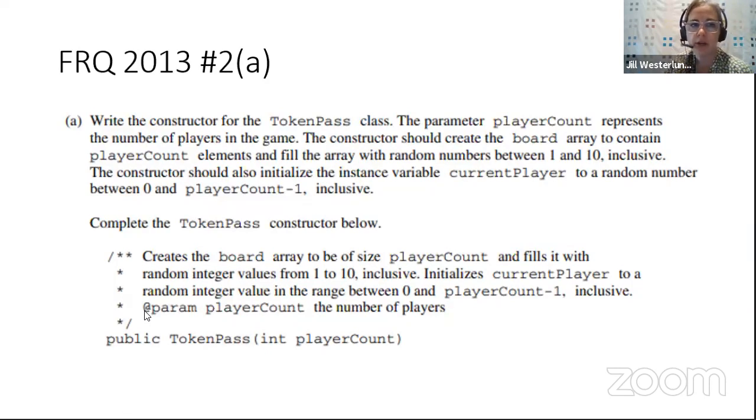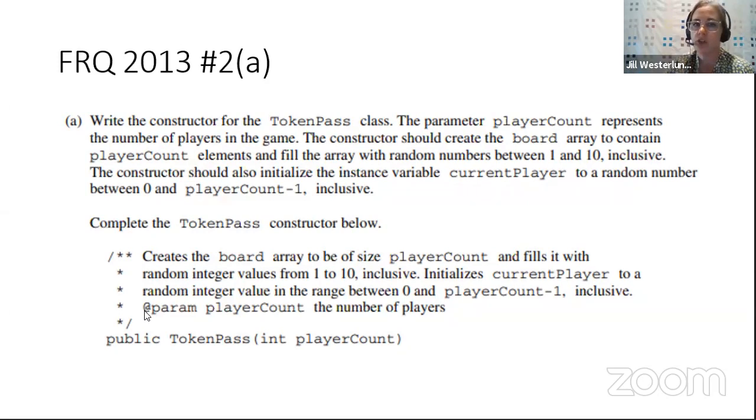So here's part A. Write the constructor for the TokenPass class. The parameter playerCount represents the number of players in the game. The constructor should create the board array, so you're going to write an array for a board that will contain playerCount elements and fill the array with random numbers. That's part of why I threw that in earlier. 1 to 10 is our option. Remember that we want to get to 10, but we want to start at 1. There are a few different ways you can look at the math, at the algorithm structure for that.